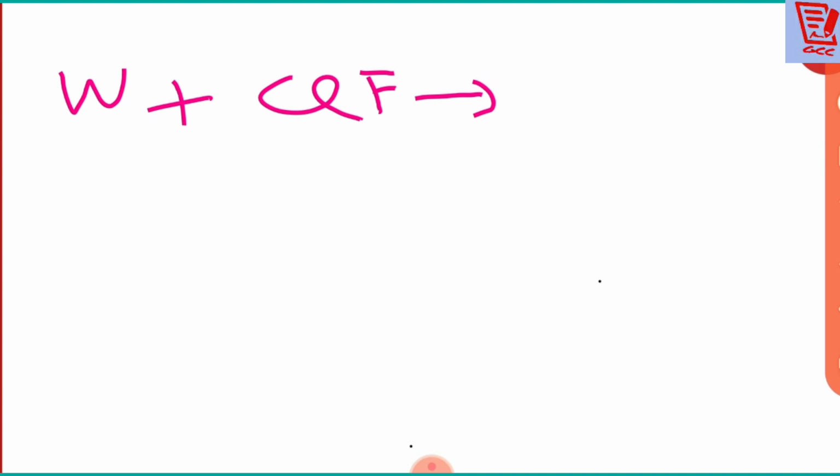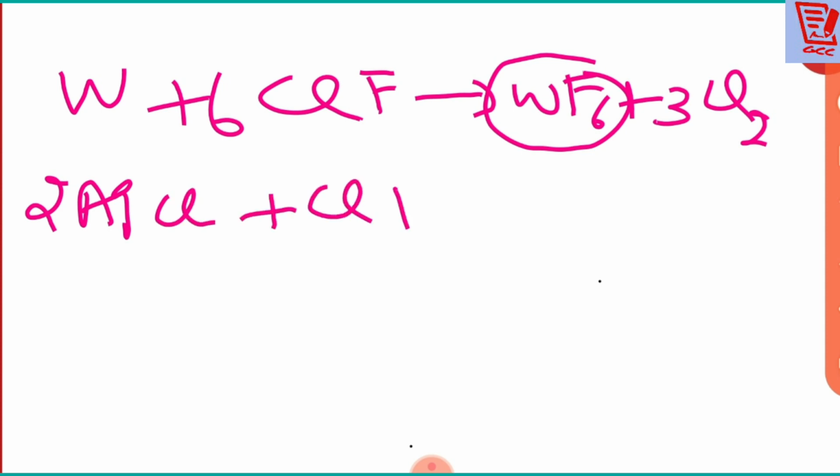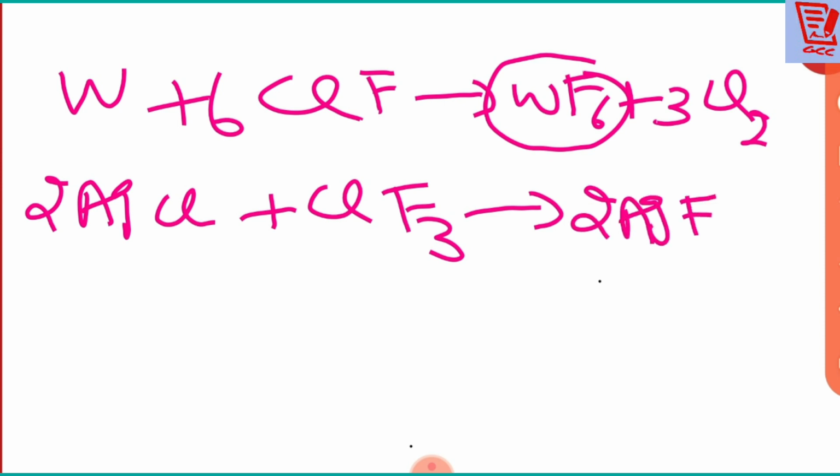You must see, all of you, please. Suppose this simple example. This is tungsten. I am writing it with ClF3. What are we getting there? WF6 plus 3Cl2, which means tungsten fluoride is formed. But here you can make a balanced equation. In the same way I will give you one more example. 2AgCl plus ClF3 gives 2AgF plus Cl2 plus ClF. Clear?